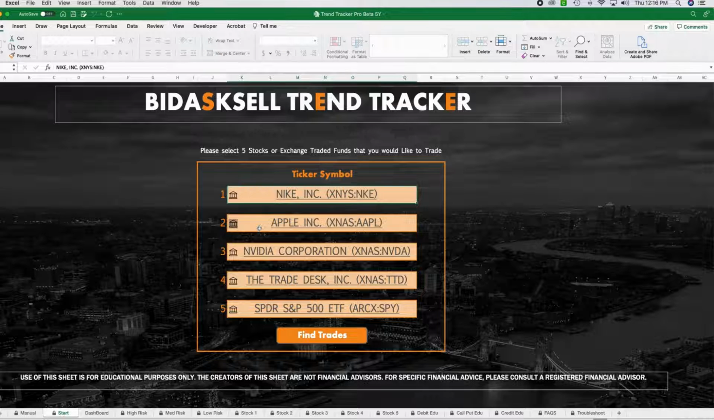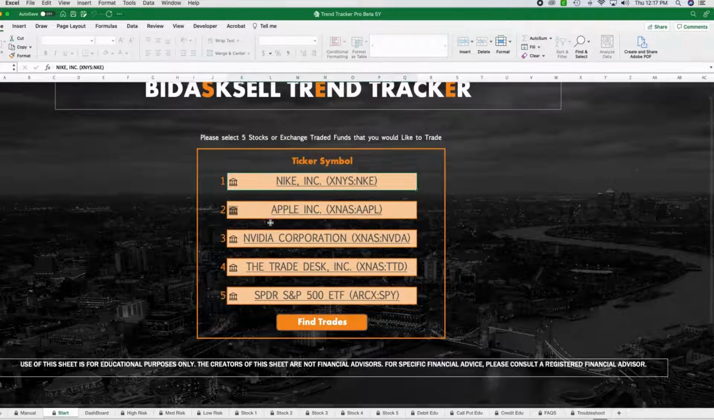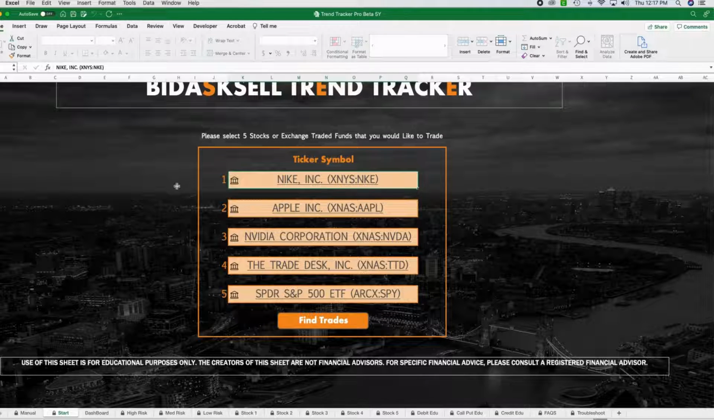Now, keep in mind, the tracker is not a scanner. It does not scan the market for possible trades. I'm not even sure if Microsoft Excel is capable of doing that. But what it does instead is you follow 5 stocks that you are interested in. And if there are trade opportunities each day, it will show you trade opportunities within those 5 stocks.